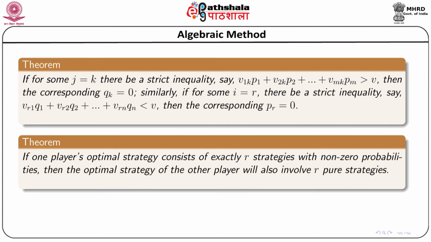Similarly, if for some i equal to r, there is a strict inequality, say Vr1 Q1 plus Vr2 Q2 plus dot dot dot plus Vrn Qn is less than V, then the corresponding value of Pr should be equal to 0. Another result: if one player's optimal strategy consists of exactly r strategies with non-zero probabilities, then the optimal strategy of the other player will also involve r pure strategies.